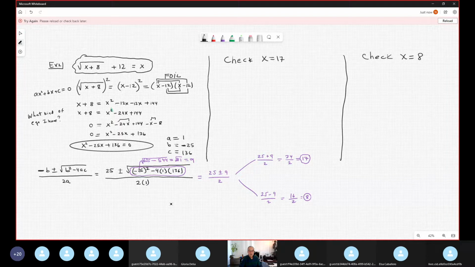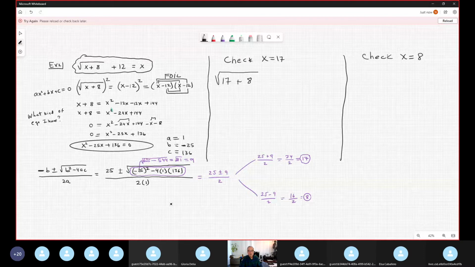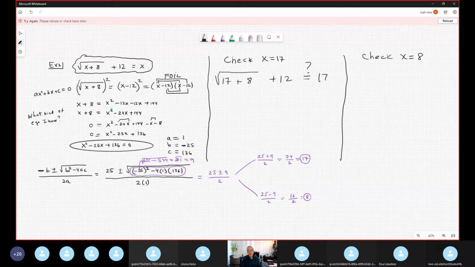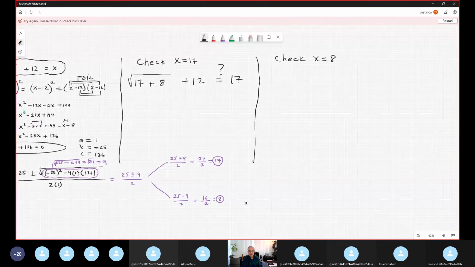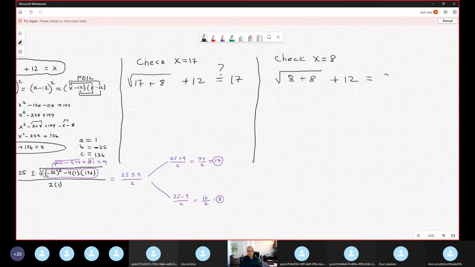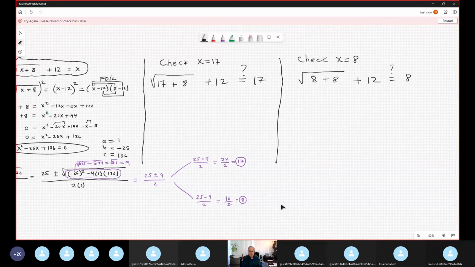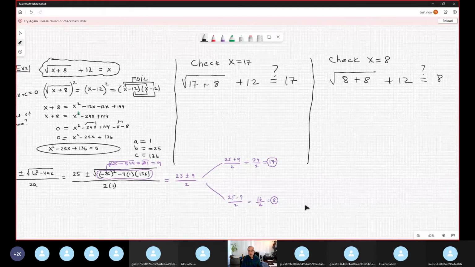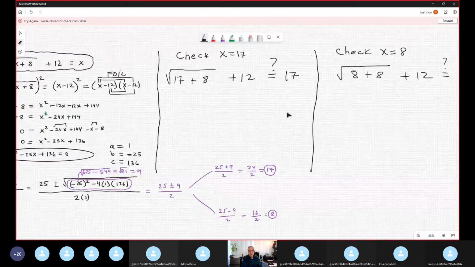Okay, substitution. It's just arithmetic. 17 plus 8 plus 12 should be 17. And likewise, square root 8 plus 8 plus 12 equal 8. So the only thing I am doing is replacing x for 17 or x for 8. Yeah, I put a question mark because I need to prove whether this statement is true or not.